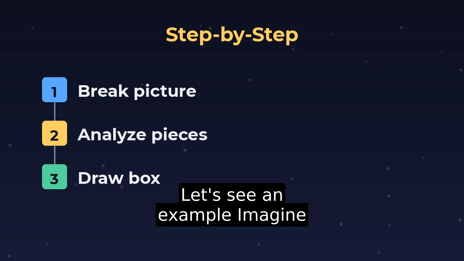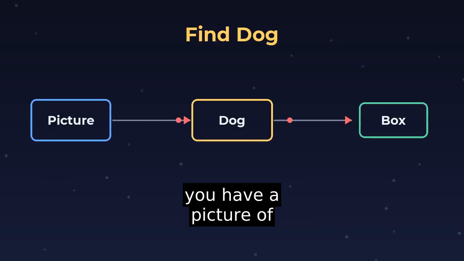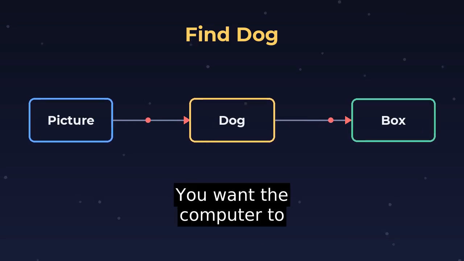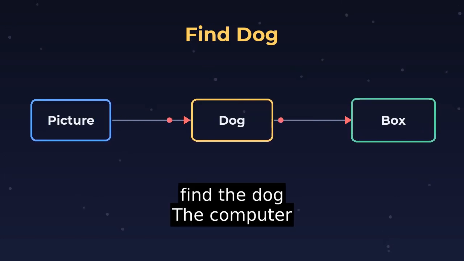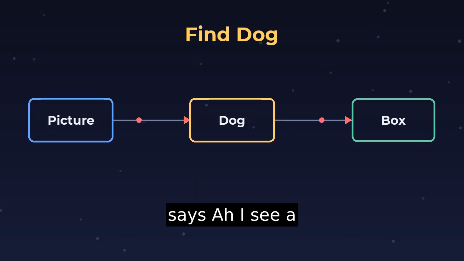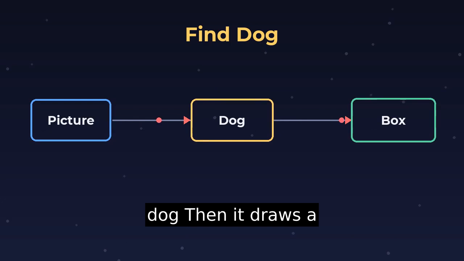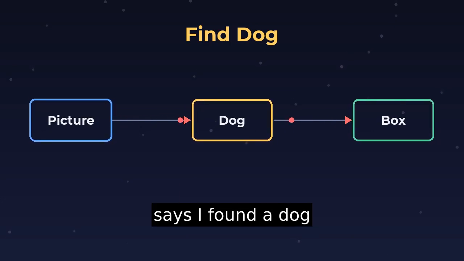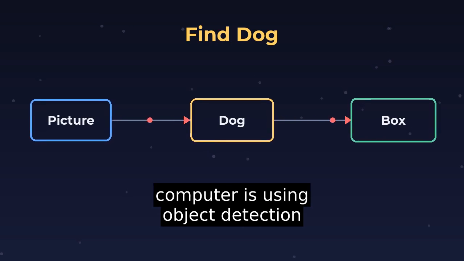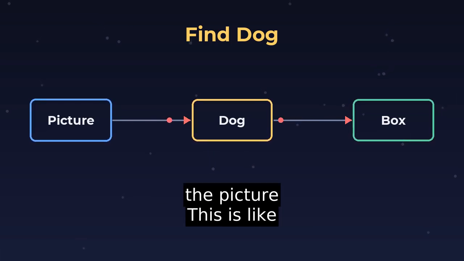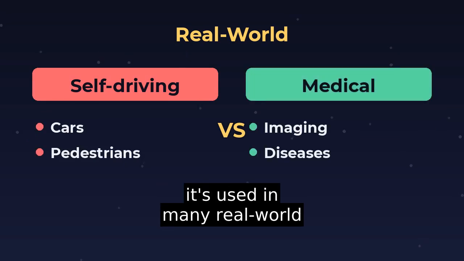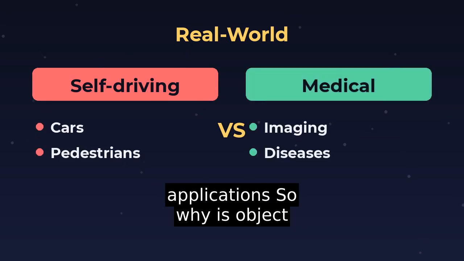Let's see an example. Imagine you have a picture of a park with a dog, a cat, and a ball. You want the computer to find the dog. The computer looks at the picture, breaks it down into pieces, and says, "Ah, I see a dog." Then, it draws a box around the dog and says, "I found a dog." You can see how the computer is using object detection to find the dog in the picture. This is like a superpower for computers, and it's used in many real-world applications.